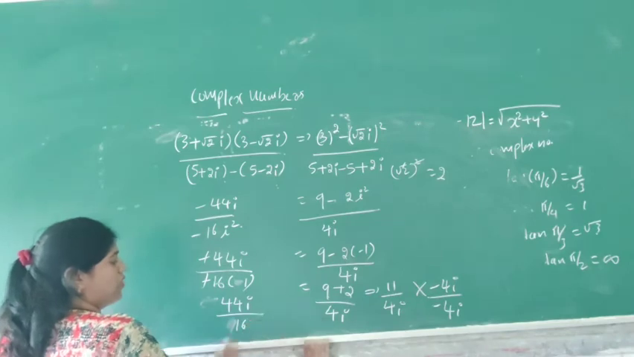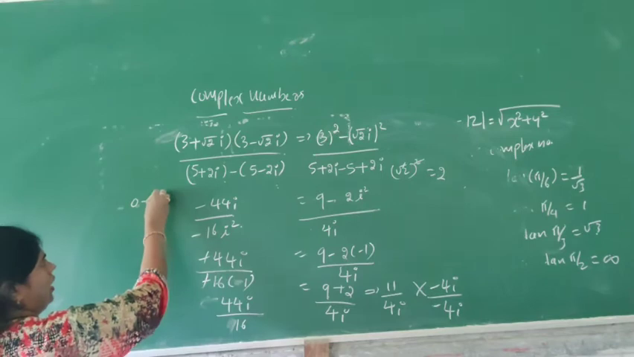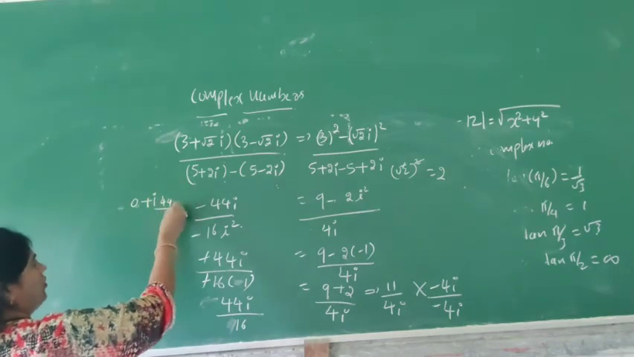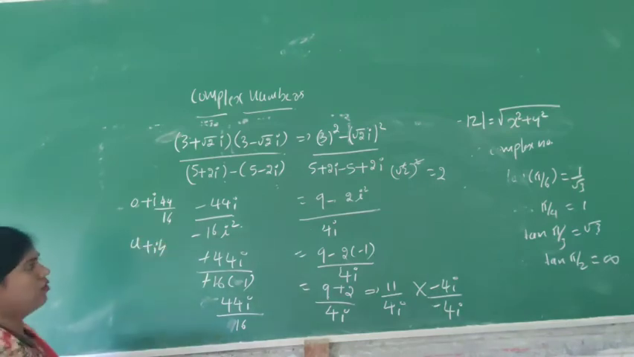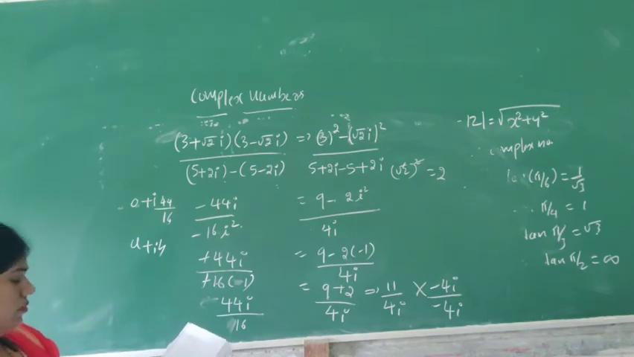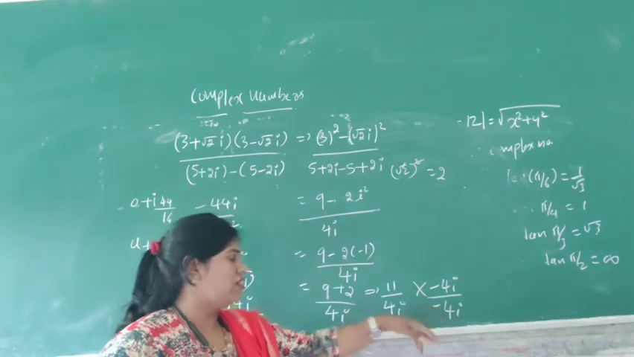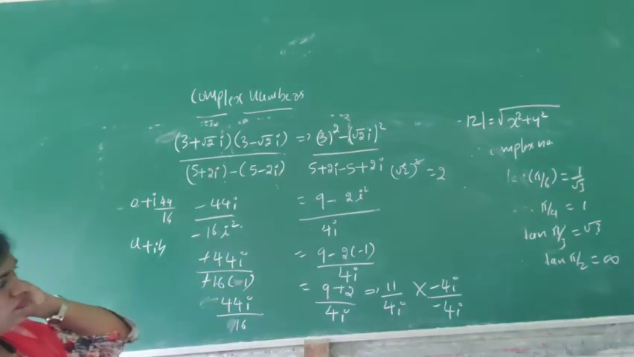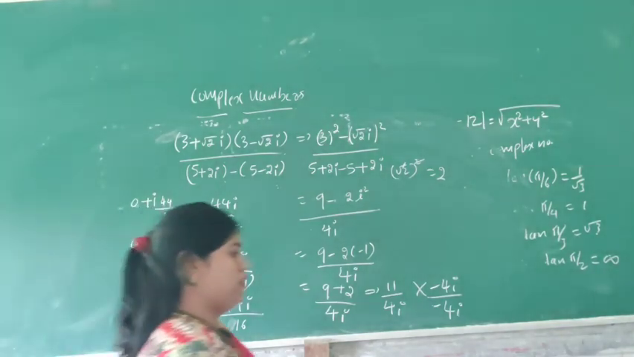So this is of the form a plus ib. So 0 plus i of 44 divided by 16. This is of the form a plus ib. Okay. Minus 44i divided by 4i, so 4 4s are 16, and i square value is minus 1. Okay. Next one.